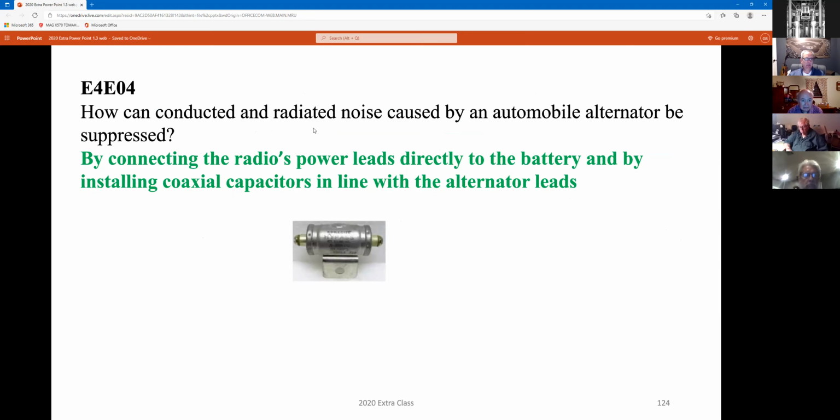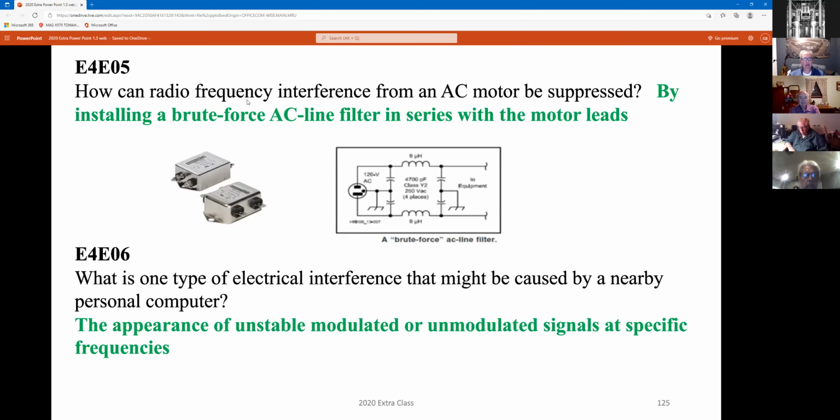How can conducted and radiated noise by an automobile alternator be suppressed? And you connect the radio's power leads directly to the battery and install coax capacitors in line with the alternator leads. How can radio frequency interference from an AC motor be suppressed? By installing a brute force AC line filter in series with motor leads. What is one type of electrical interference that might be caused by a nearby personal computer?